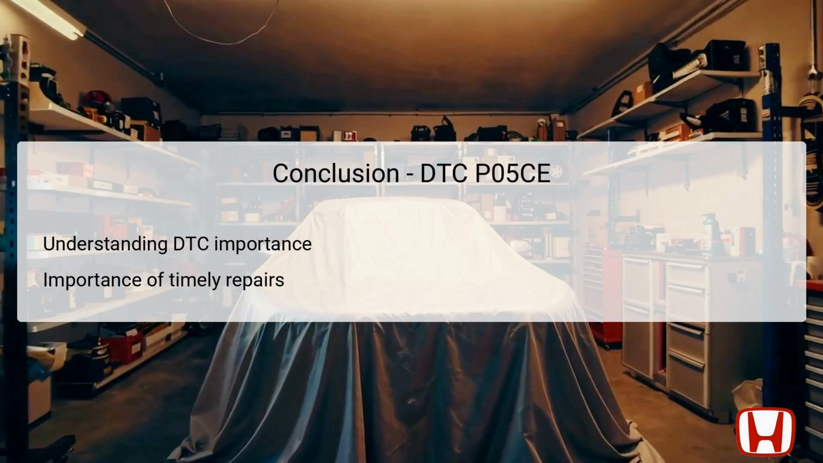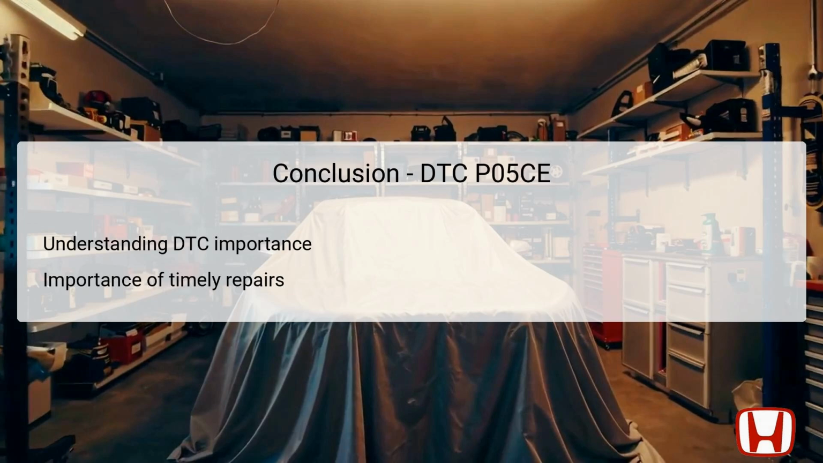In conclusion, understanding DTC P05CE and its implications is essential for maintaining the performance of the 2023 Honda Accord. The cold start VTC-B system malfunction compromises engine efficiency, potentially leading to poor performance and higher emissions. By comprehensively diagnosing the issue, identifying the root causes, and performing timely repairs, one can restore the vehicle's functionality and prevent further complications. Implementing preventive maintenance strategies is equally crucial.